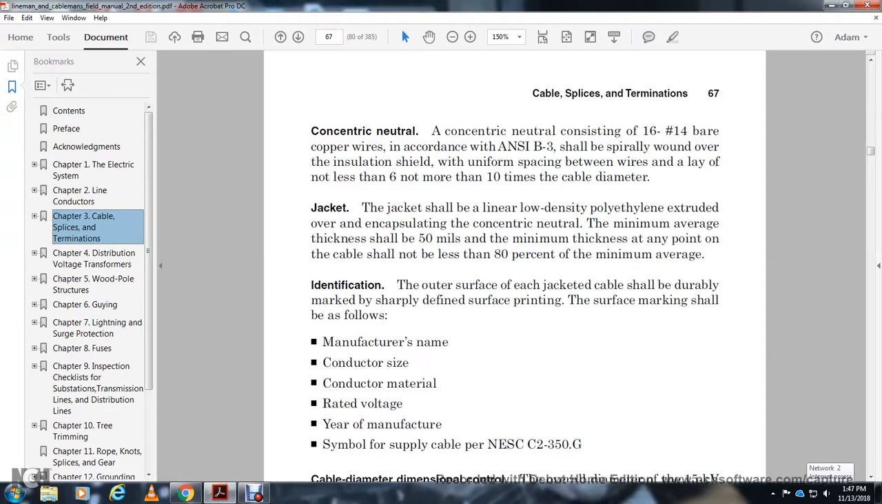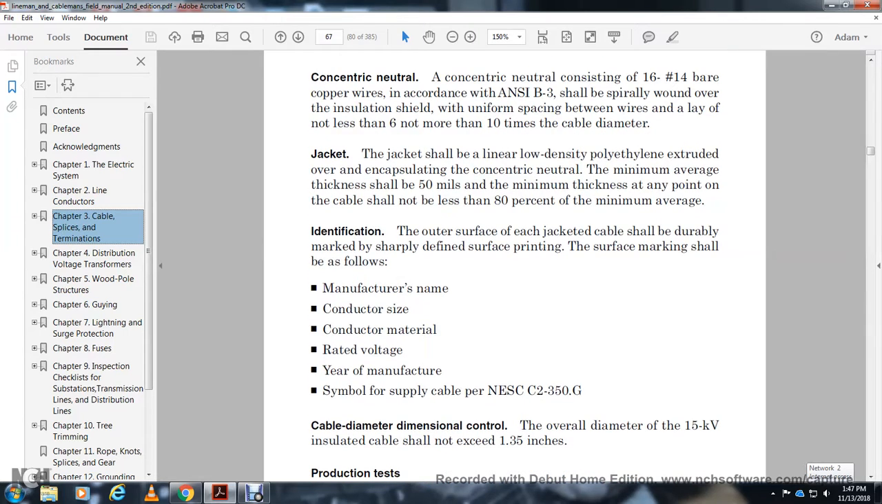Identification. The outer surface of each jacketed cable shall be durably marked with sharp, well-defined surface printing. The surface marking shall be as follows: the manufacturer's name, conductor material, rated voltage, year of manufacture, and symbol for supply cable per NESC C2-350G. Cable diameter dimension control: the overall diameter of the 15 kilovolt insulated cable shall not exceed 1.35 inches.